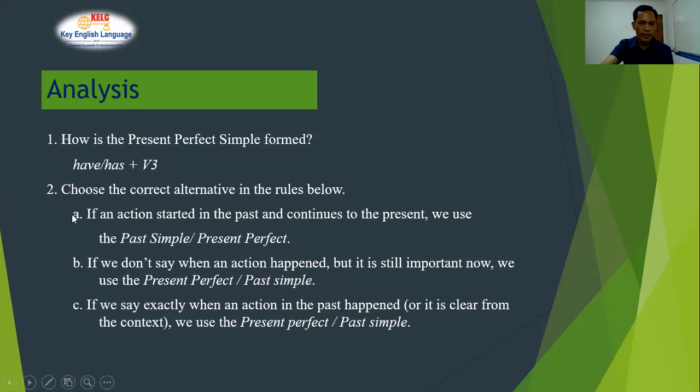So the answer for number A: the action started in the past and continues, we use the present perfect. B, the action happened in the past but is still important now, we use the present perfect. C, the action happened in the past exactly, okay, we can say exactly, or we know it is clear from the context, we use the past simple.